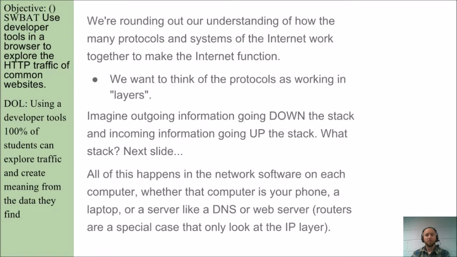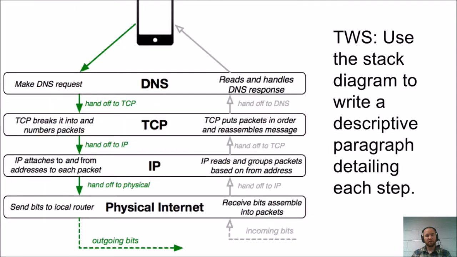So whether the computer is your phone, a laptop, or a server like a DNS or web server, routers are a special case that only look at the IP layer. Regardless of what type of computer we're looking at, that communication, that relationship still exists. When you're having outgoing information, it goes down the stack. Incoming information will be coming up. So think of that down and up relationship. And here you go, a better visual for you to understand this with.